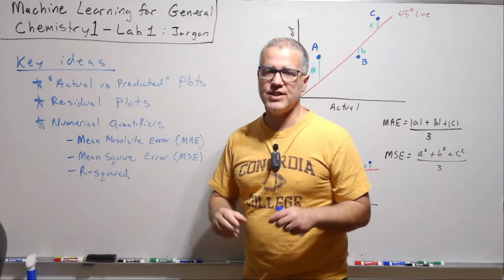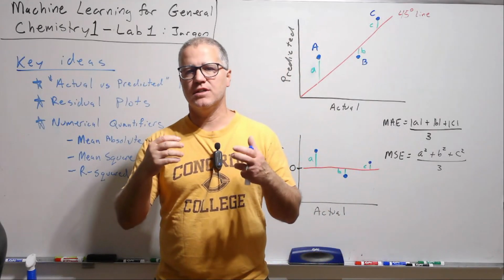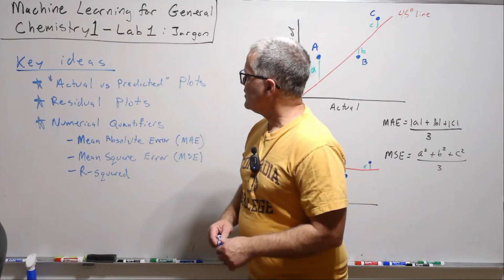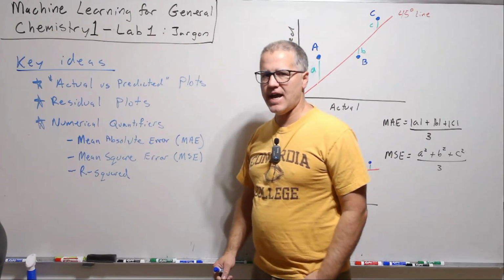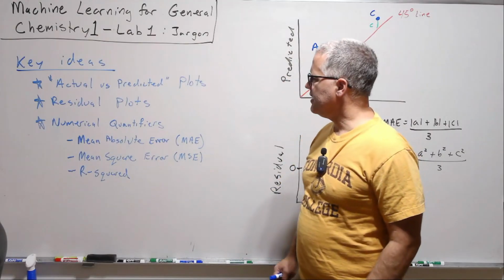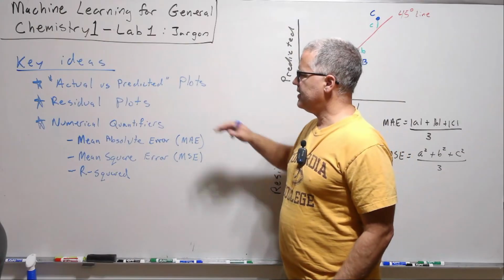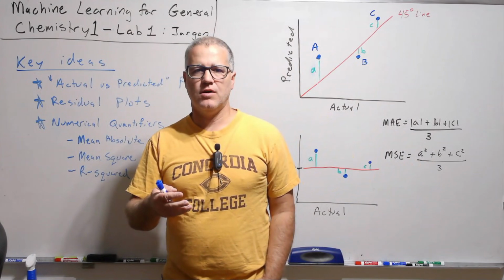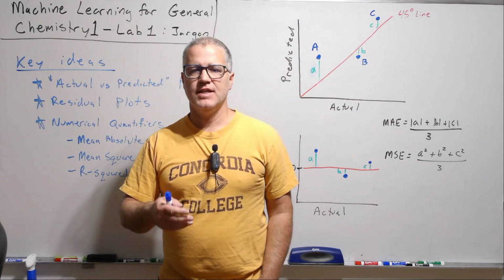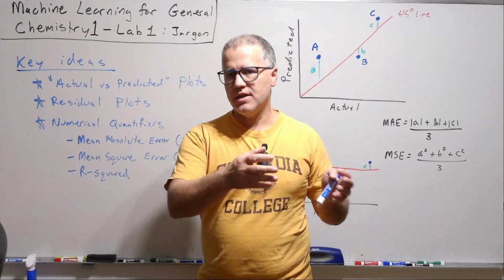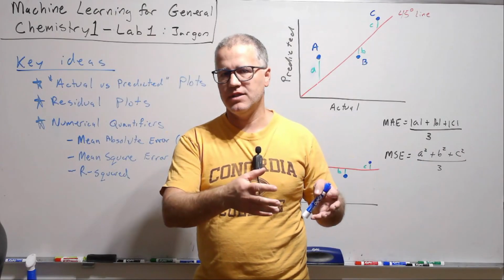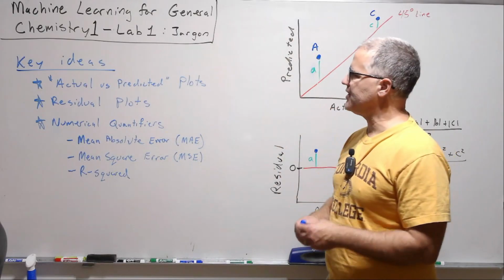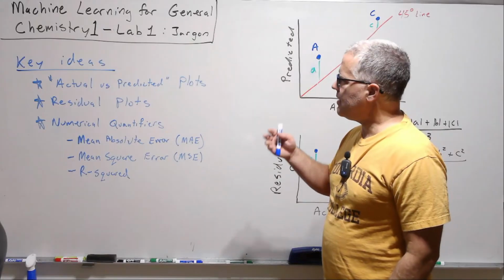Today we're not actually going to be doing any machine learning, but we're going to look at jargon associated with evaluating machine learning models. Some of the key ideas here are to look at a visual representation of machine learning results and numerical quantifiers. These are ways that a chemist would learn about whether the model is a good one or not. This could be influenced by what data the model is trained on, or the model itself. So it's really important to be able to characterize how good the model is.